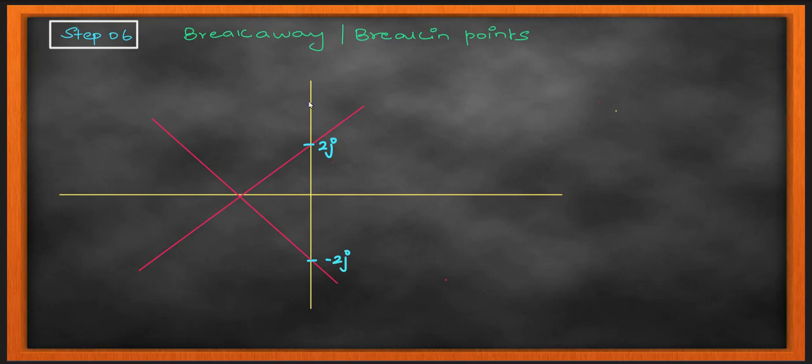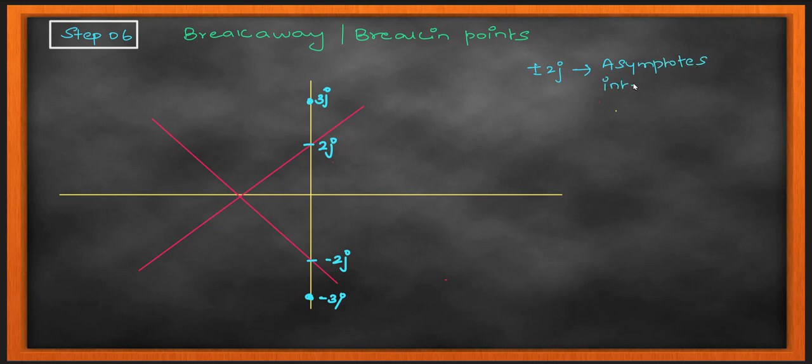Now this is the place where my asymptotes join. If you draw a 45 degree line with your protractor on the day of the exam from the centroid, you're going to see that your asymptote touches the imaginary axis at plus or minus 2j.